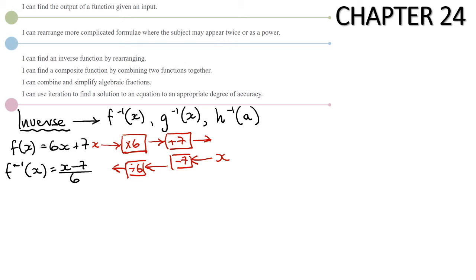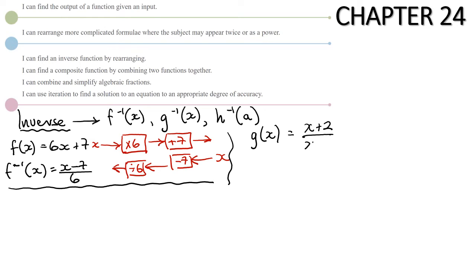Now if the inverse is a bit harder, let's say for example that my function, let's call this g of x, was something like this: x plus 2 over x minus 3, then we can't use a function machine because x appears in two places. So if I need to find the inverse, we use a slightly different method, and this is to do with changing the subject. So the first thing that we would do is that we would write, instead of g of x, y equals x plus 2 over x minus 3.